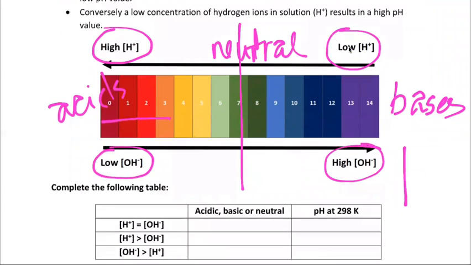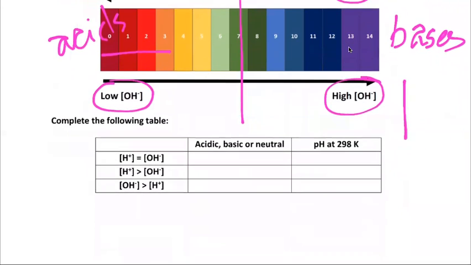On this table down here, it's asking us to label, would this be acidic, basic, or neutral? And then what would the approximate pH be? The first one has hydrogen ion equal to hydroxide ion. So which one is that going to be? Acidic, basic, or neutral? Yeah, that's going to be neutral, because if they're equal, they're all going to pair up and make water molecules. So it's neutral, and the pH has to be exactly 7.00.